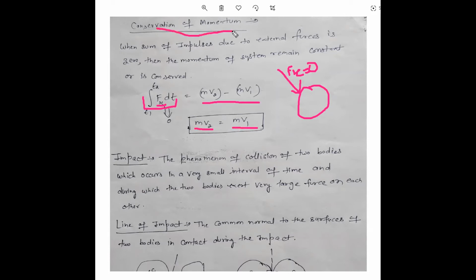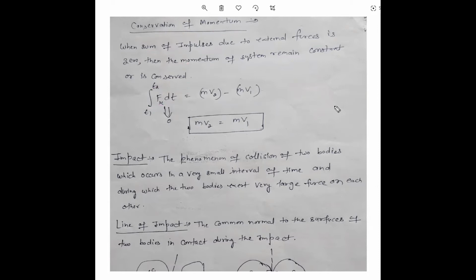The quantity of momentum is conserved, meaning it is constant, when there are no external forces acting on the system. ठीक है, जब तक बाहर से कोई एक्स्ट्रा फोर्स नहीं लगेगा किसी बॉडी के ऊपर, सिस्टम ऑफ बॉडीज के ऊपर, तो उनका टोटल जो मोमेंटम है उसकी वैल्यू कांस्टेंट रहेगी. That is, when the sum of impulse due to the external forces is equal to zero, the momentum of a system remains constant or is conserved. That is known as the conservation of momentum.